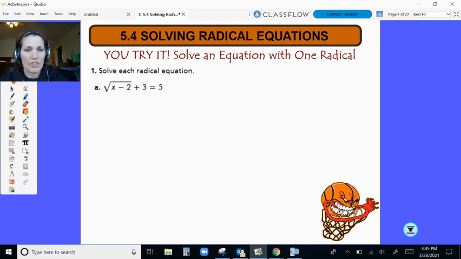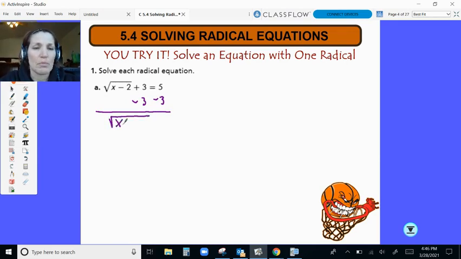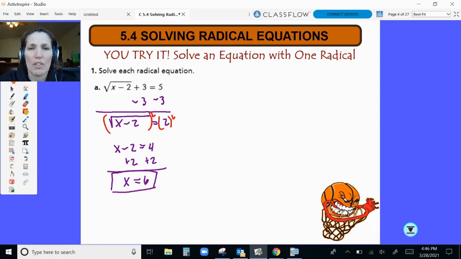Now let's solve each radical equation again. Go ahead and pause this if you'd like and try to do it on your own and see how you do. Once again, we're going to isolate this radical by itself on one side, equals 2. So we're going to square both sides. That will give me x minus 2 equals 4. And then we will add 2 to both sides. So x equals 6. Notice I'm only getting one solution on all of these.